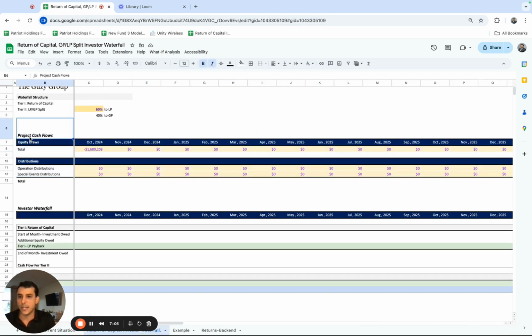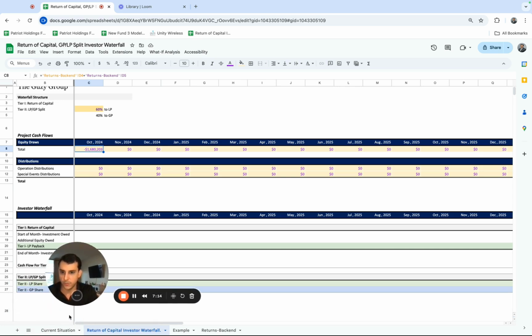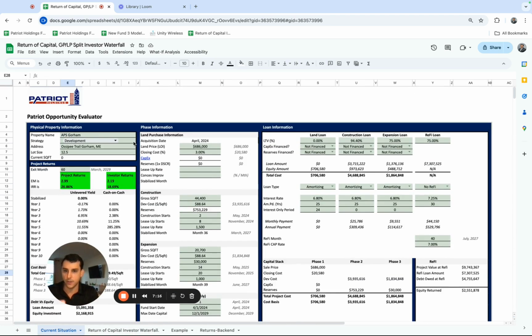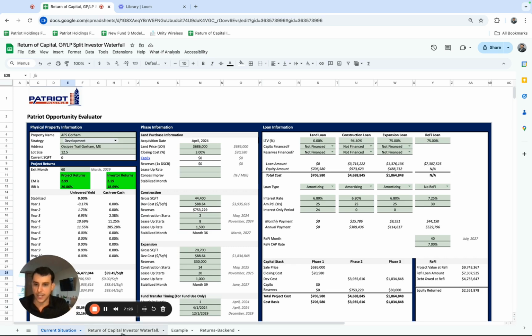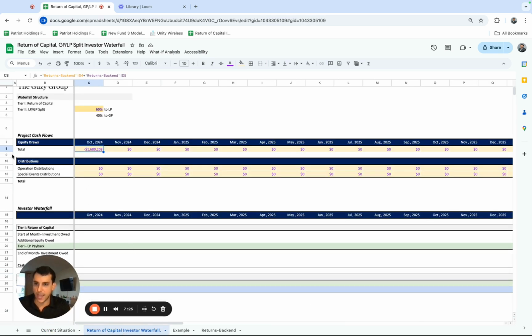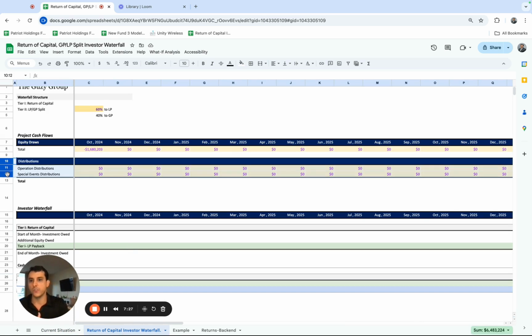So we break this down into two things. First is equity. This is equity invested into the deal. Now, where is this pulling from, you might ask? I have a financial model over here, and this is a real model, a real deal, and it's basically outputting. At the end of the day, it's saying, here's the equity invested, and here's the distributions from the project.